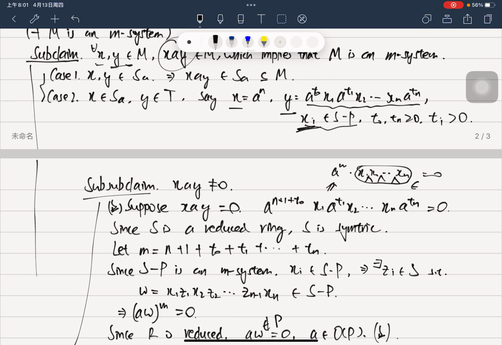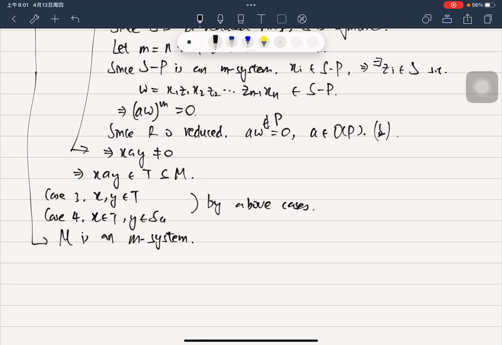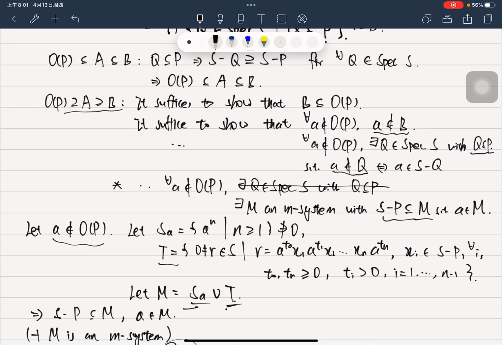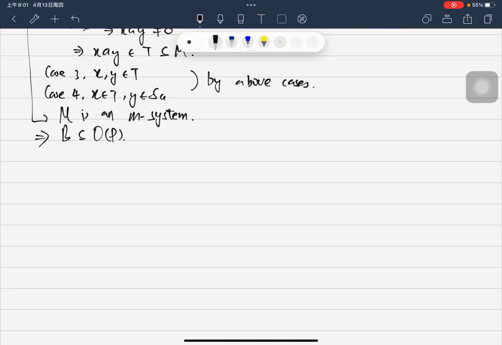So by this, we get M is an M system. So we prove that B is contained in OP. So by these two sides, we get OP equals A equals B. Okay, next.